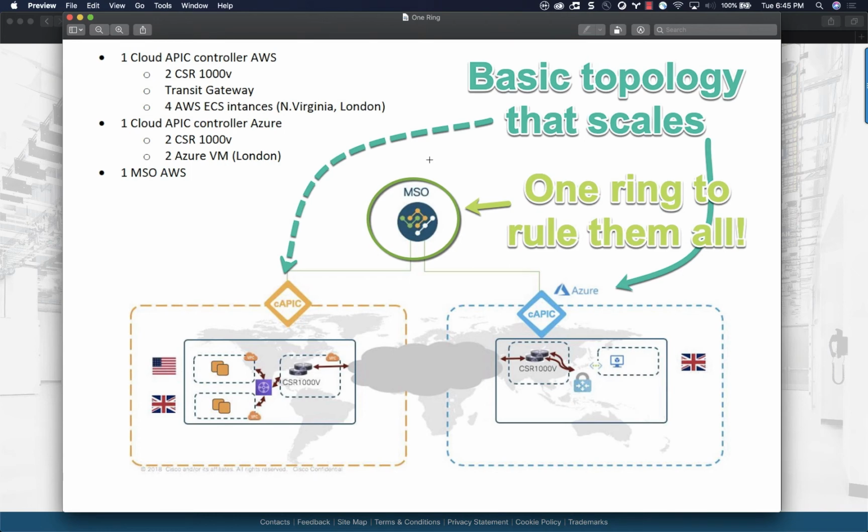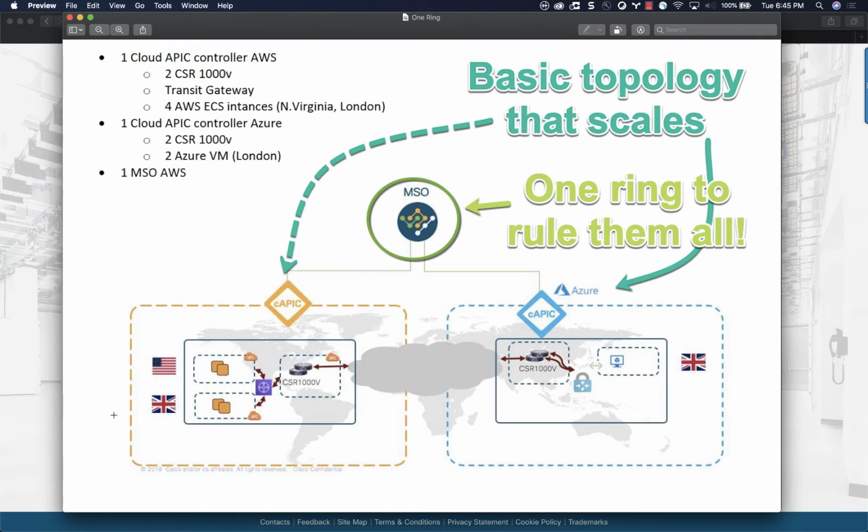So if you're like me, I gotta know what's going on behind the green curtain when somebody gives a demo, because it seems a little too sleight of hand-y, you know, a little weird if I don't know what's going on. So let me explain what our topology is. Number one, we have a basic topology that scales, right? And that's our cloud instances here, right?